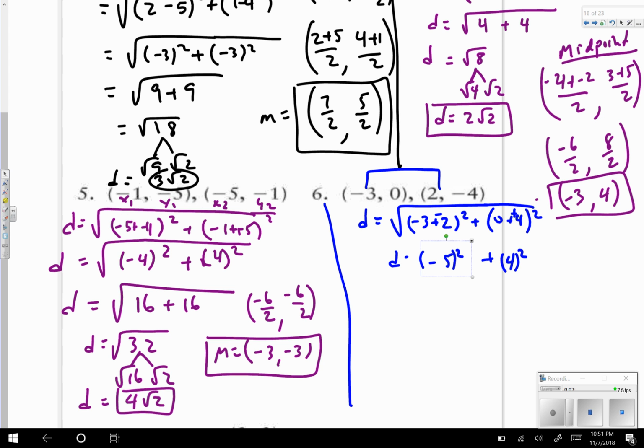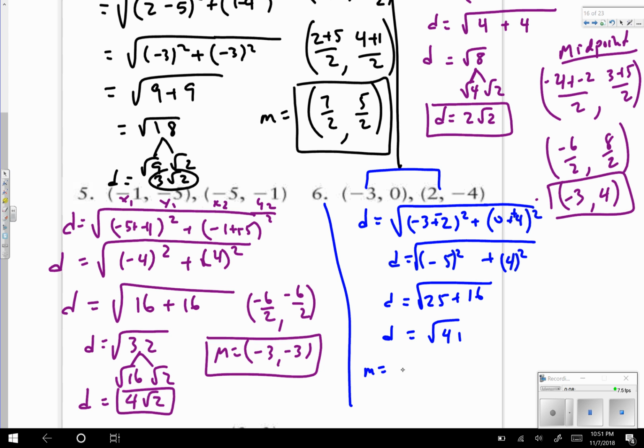parentheses. I'm getting a little bit sloppy with this last one, sorry. So -5 squared is going to give me 25, plus 4 squared is going to give me 16. And then over here I have a square root under it. 25 plus 16 is equal to 41. So the square root of 41, and that can't be broken down further. So there's our distance formula.